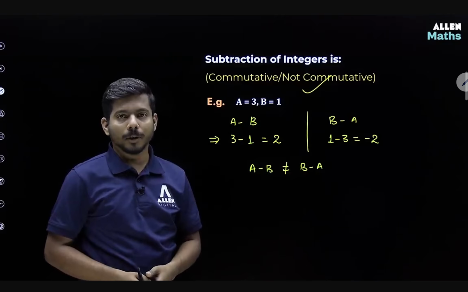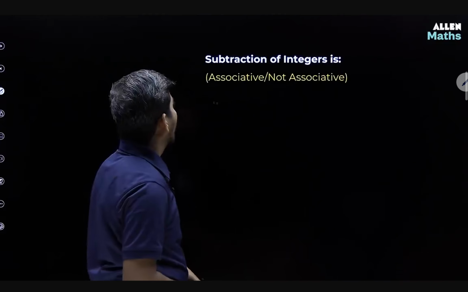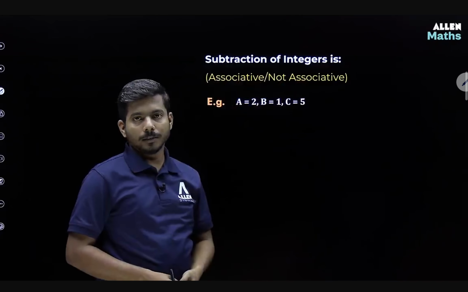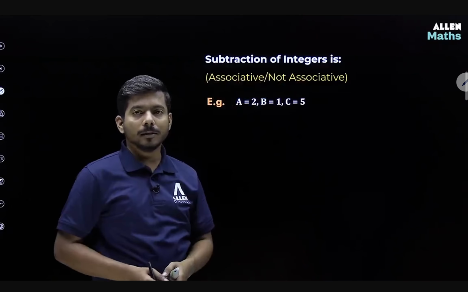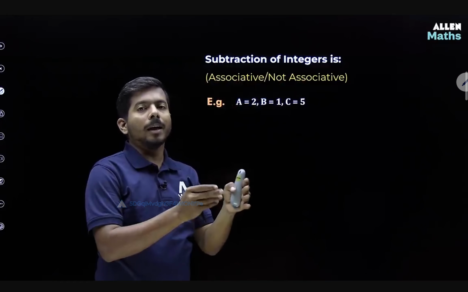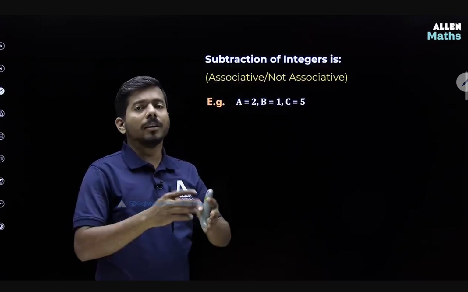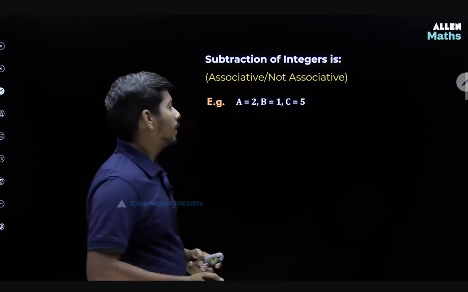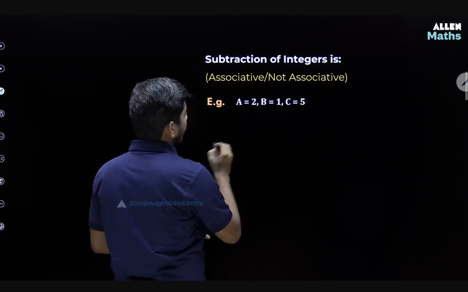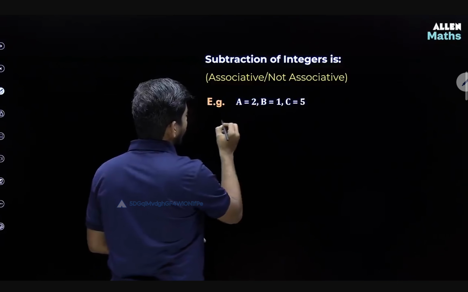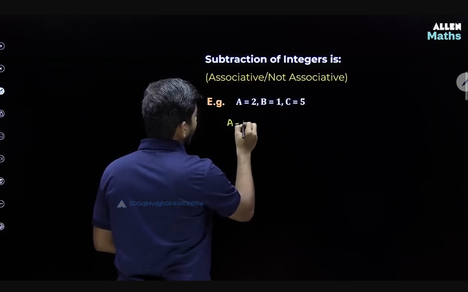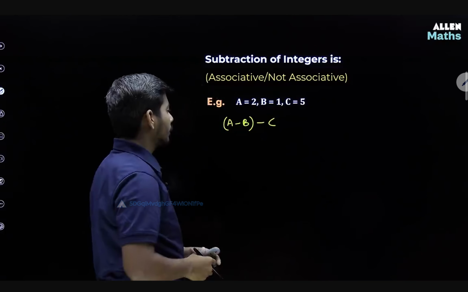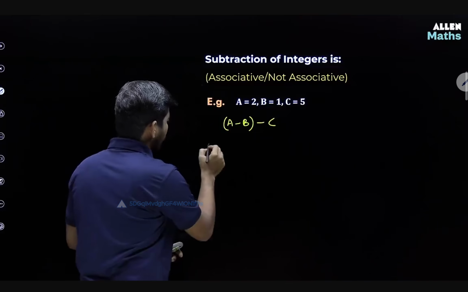Now let's have the next property. We check whether subtraction of integers is associative or not. Associative means we are grouping in a different pattern or in a different order. So here we have a, b, c. We have to check. First the grouping will be a minus b, minus c. So let's do it.